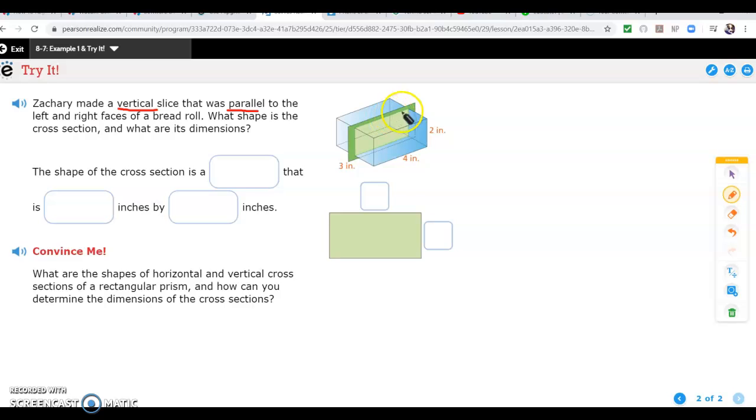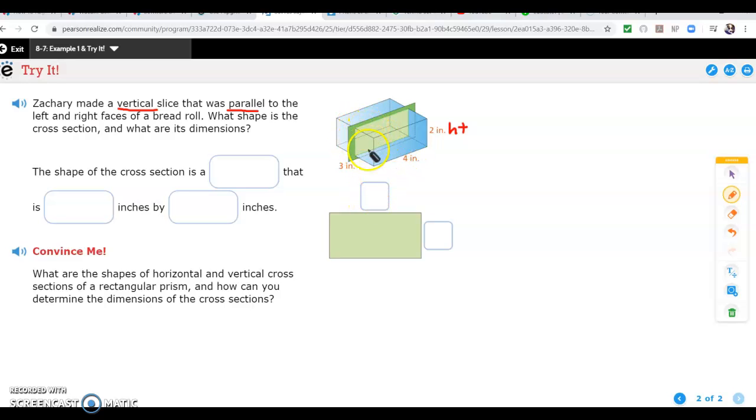Well, if we sliced through right here with this hard piece of green metal, this light green portion is the shape that that cross section would make. The numbers on the side, 2 inches, that's the height of this bread loaf. 4 inches, that's how long it is one direction, and 3 inches is how long it is another direction.